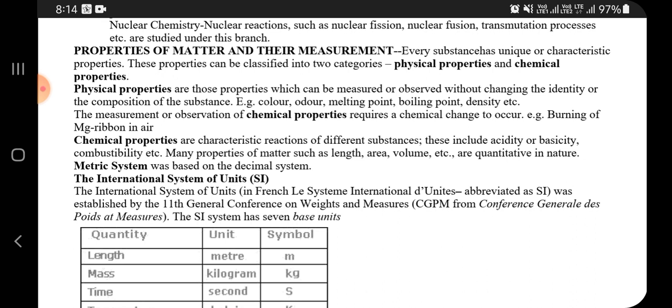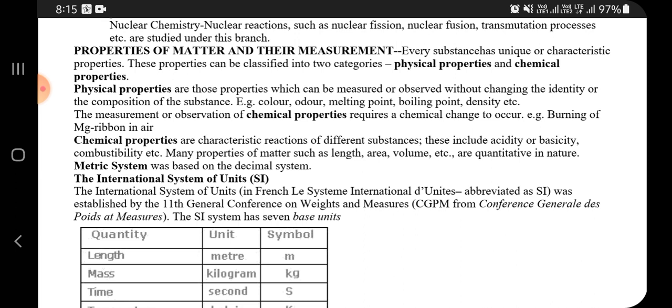Every substance has unique or characteristic properties. These properties can be classified into two categories: physical and chemical. Physical properties are those properties which can be measured or observed without changing the identity or the composition of the substance. Example: color and odor. Then chemical properties are characteristic reactions of different substances. These include acidity or basicity, etc.